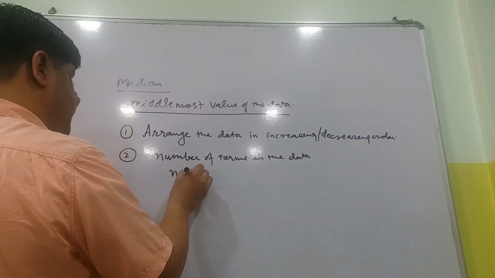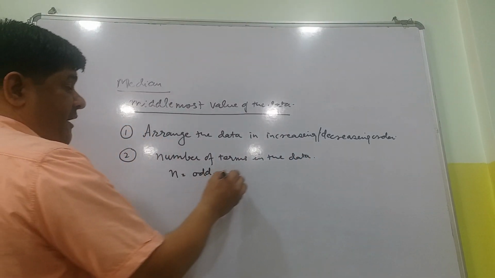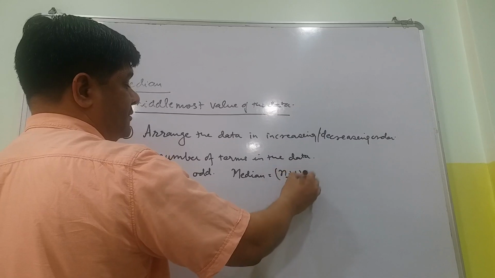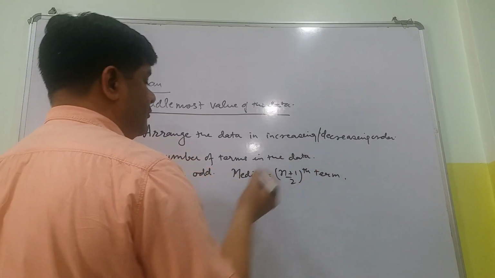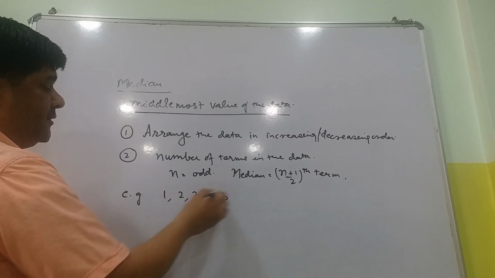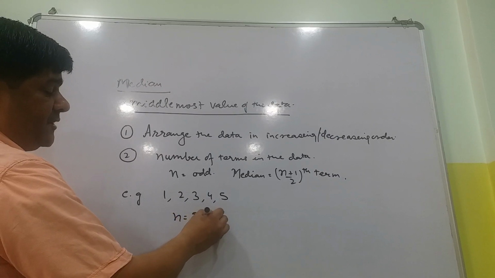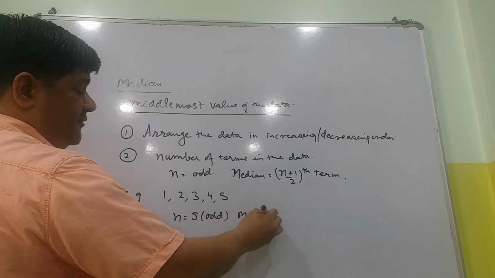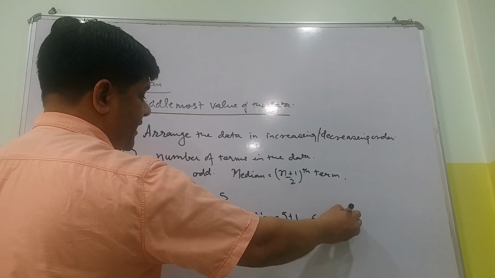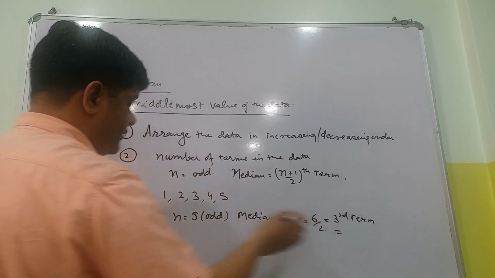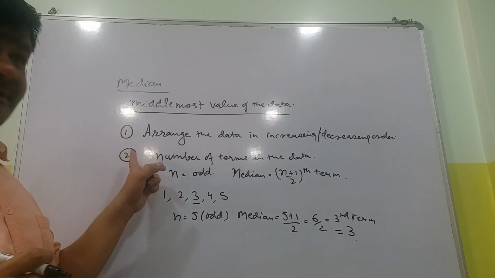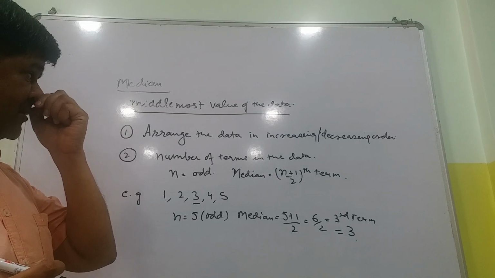If the number of terms in the data are odd, then median has the formula n plus 1 by 2th term. For example, if I am having 5 numbers, 1, 2, 3, 4, 5, how many terms are there? 5. That is odd. So median will be equal to 5 plus 1 by 2, that is 6 by 2. So that is the third term. So what is the value of the third term here? 3.